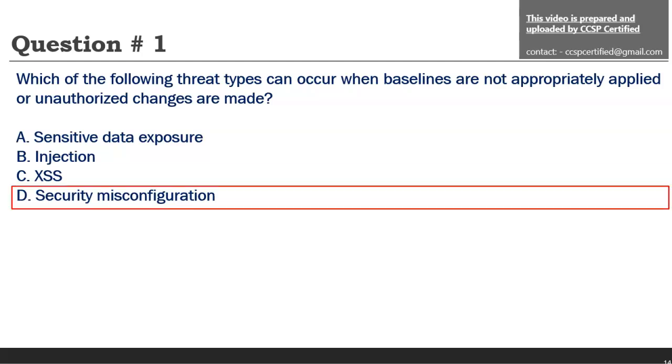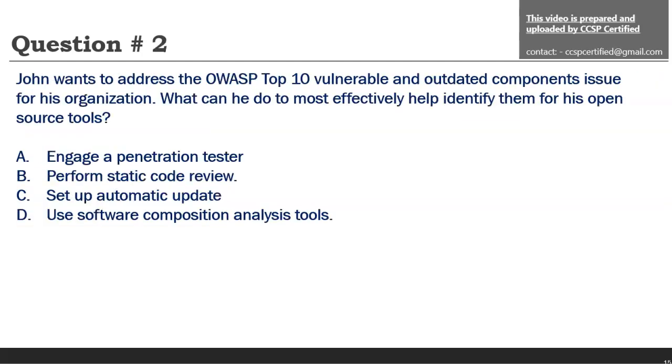So these types of questions from the official question bank can be asked from these topics. One more good question: when John wants to address the OWASP Top 10 vulnerabilities, and some vulnerable and outdated components issues for his organization, what can he do to most effectively help identify them for his open source tools? The open source tools he is using can have outdated and vulnerable components, and he wants to ensure that he addresses this.